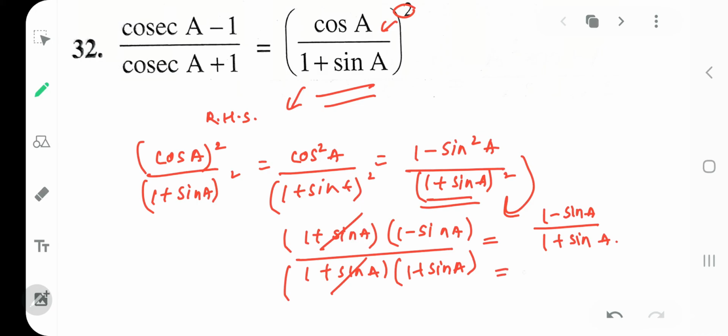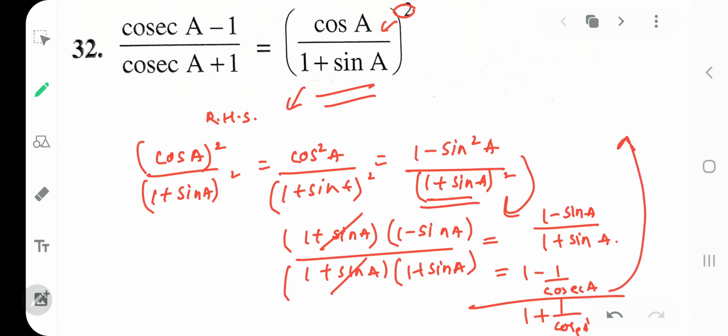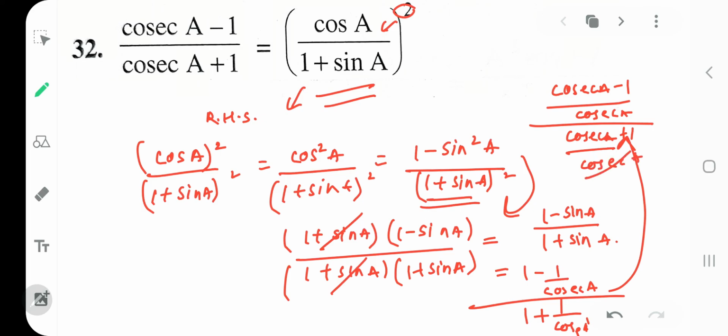So for sin A you can write 1 over cosec A. So 1 minus 1 upon cosec A, down also 1 plus 1 upon cosec A. Take the LCM. I'll do it here. So you will get cosec A minus 1 upon cosec A, and down you will get cosec A plus 1 upon cosec A. My dear kids, cosec A cuts, and you will get your answer cosec A minus 1 upon cosec A plus 1.